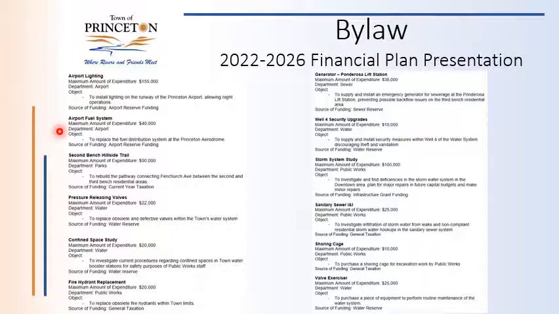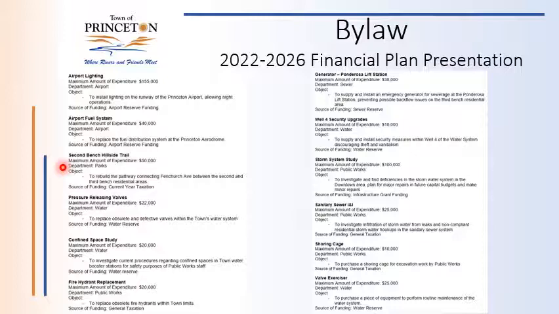So this should upgrade that fuel system so that it meets current standards. It'll work on a cellular signal or a broadband signal, and would be able to take debit cards in addition to credit cards for fuel. So the source of funding, we do have an airport reserve that would be used to have the airport fuel system in operation.